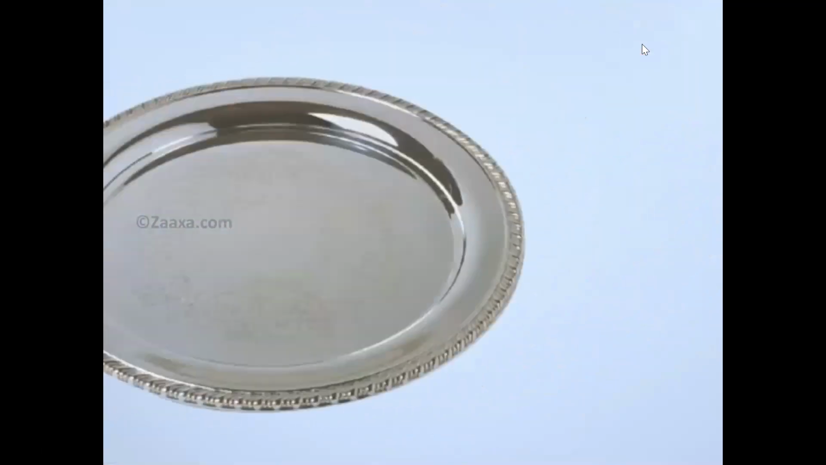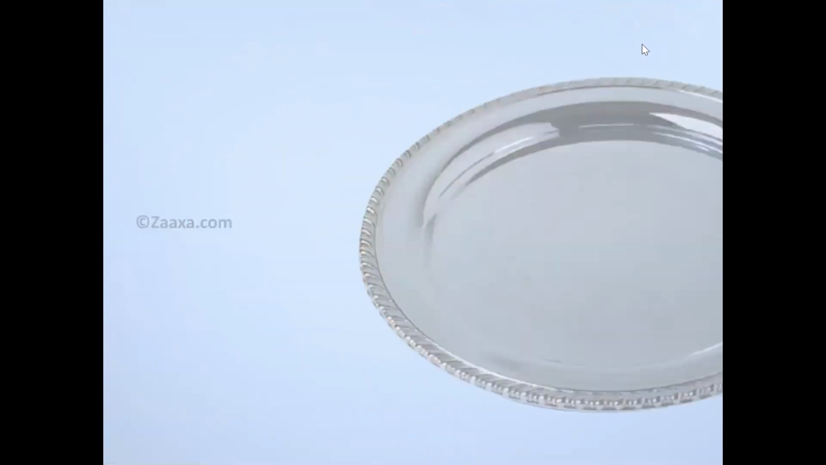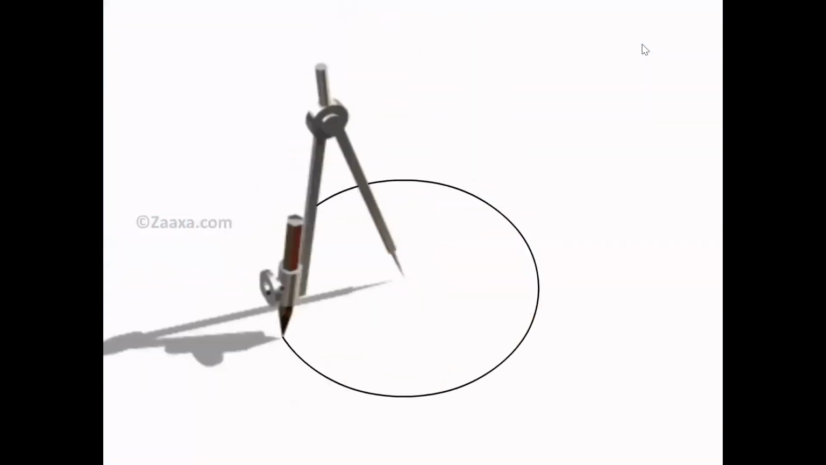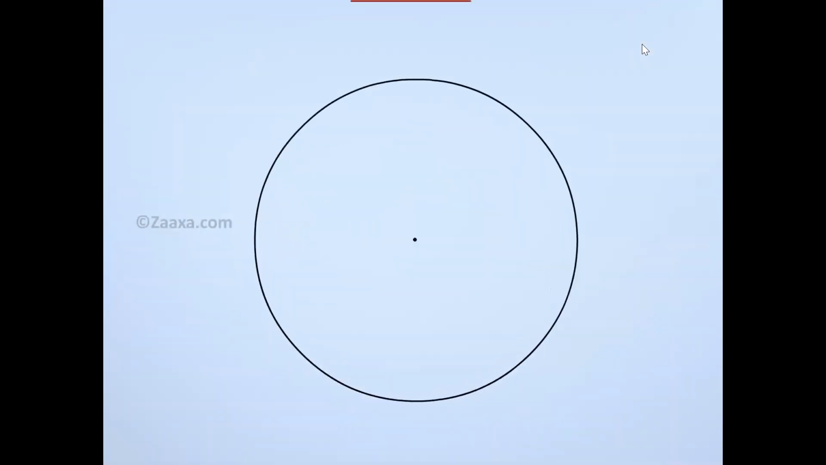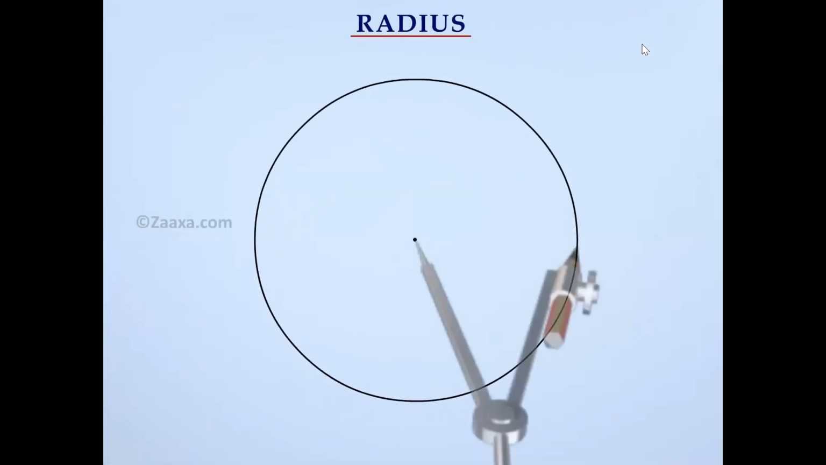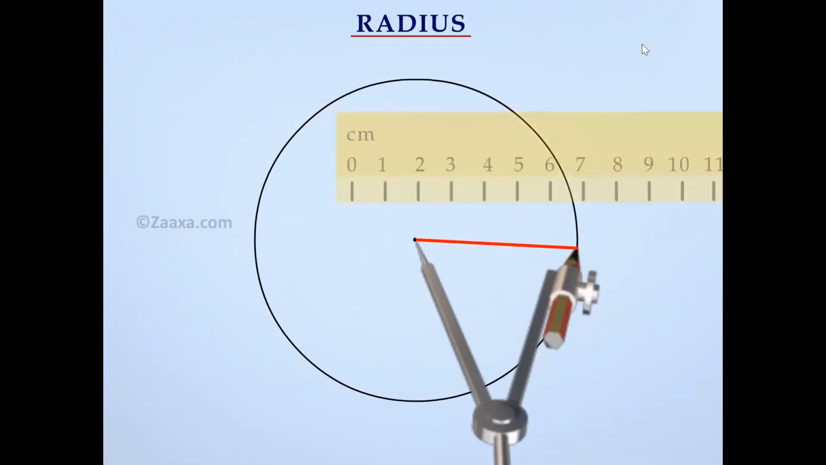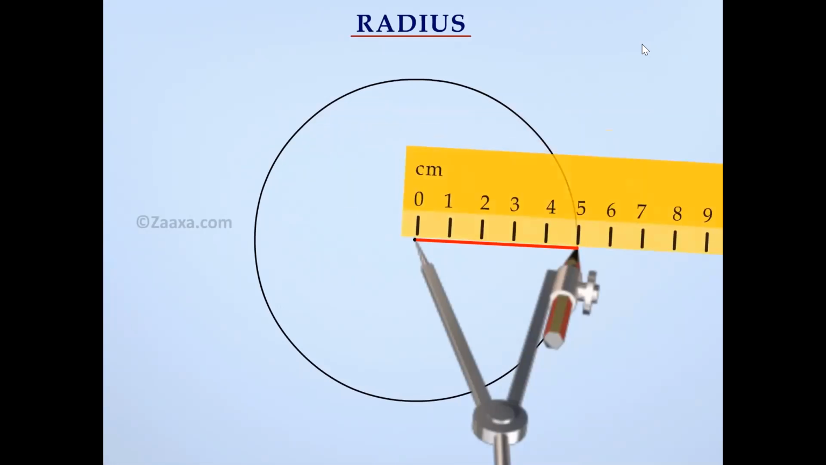We come across several circular shapes in our daily life. This is a pair of compasses. It is a tool used to draw circular shapes. The distance between the pencil and the sharp metallic tip is the radius of the circle. The radius of the circle we just drew is thus 5 centimeters.